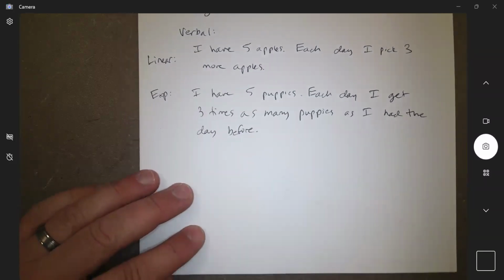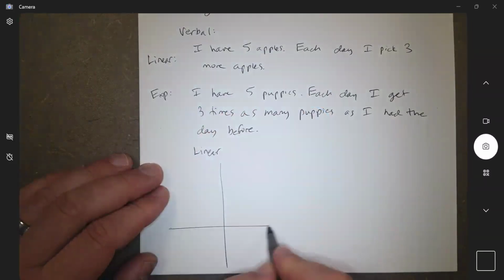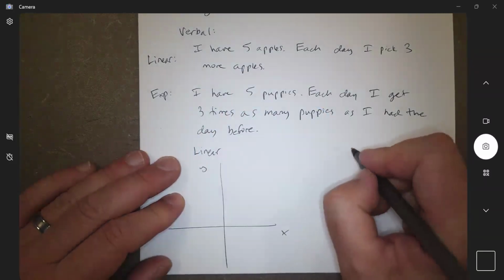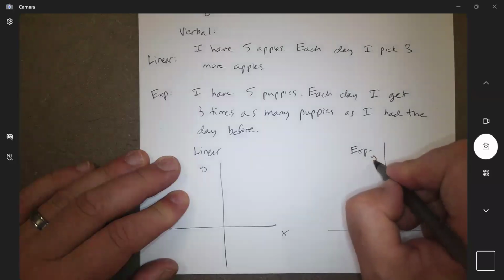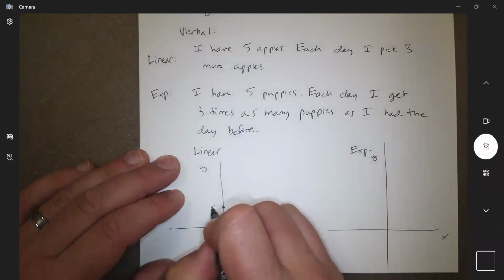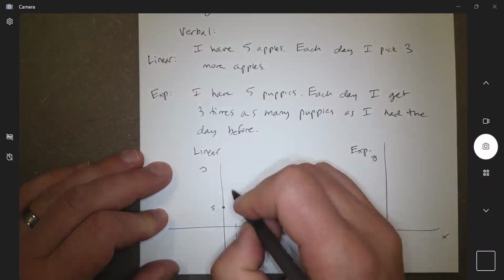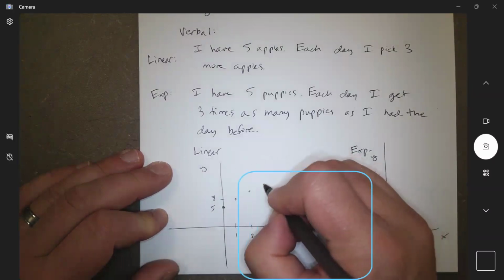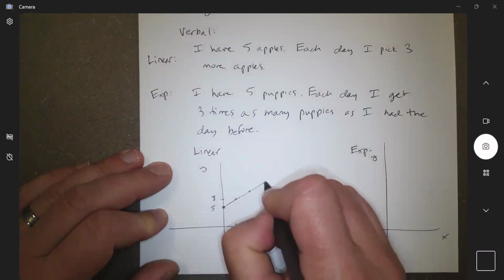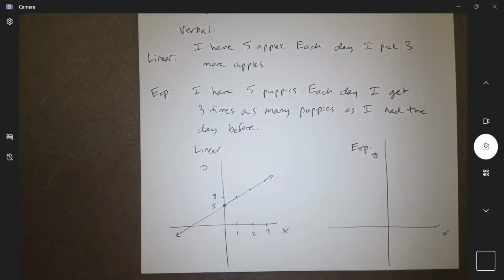And let's do a graph. Linear. X and Y. Exponential. Our scales are probably going to be different, but that's okay. Here's 5. And each day I add 3 more. And if I went back the other way, I'd be subtracting 3. Linear because it's a line.